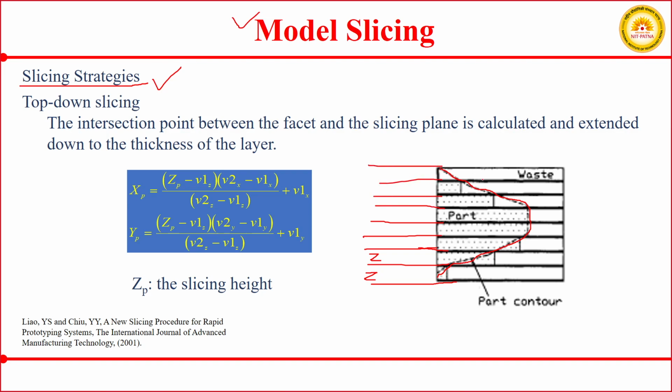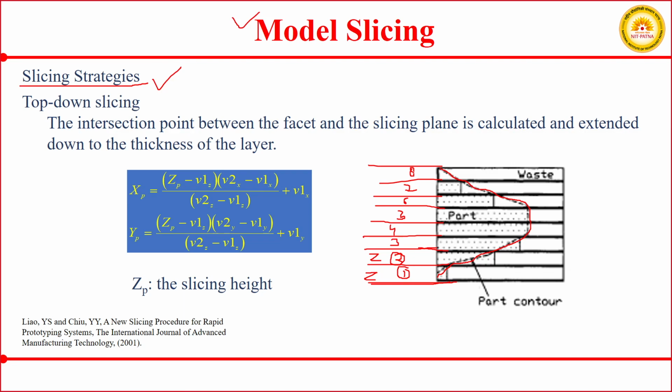All these are your slicing layers, and because we count from the bottom side, let us count. This is slice layer number 1, then layer number 2, then 3, 4, 5, 6, 7, 8. So these were the slicing layers which we were discussing in our previous class.